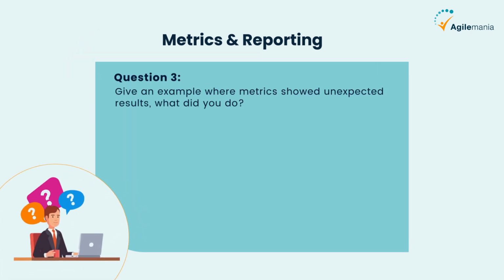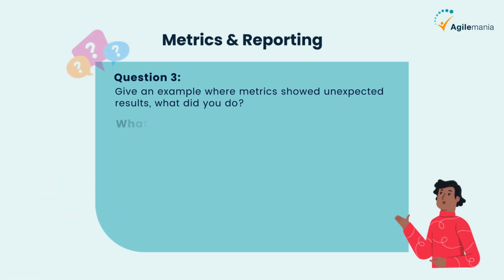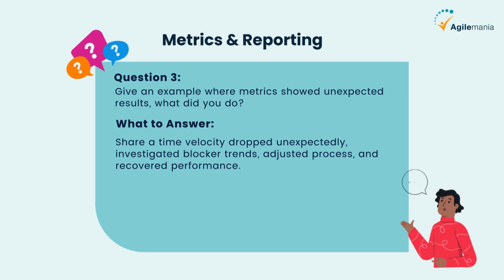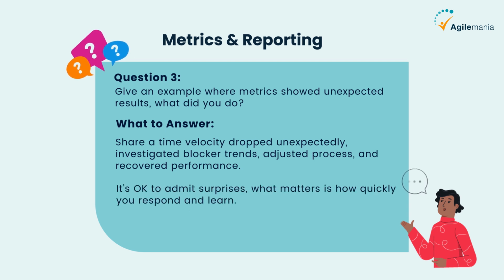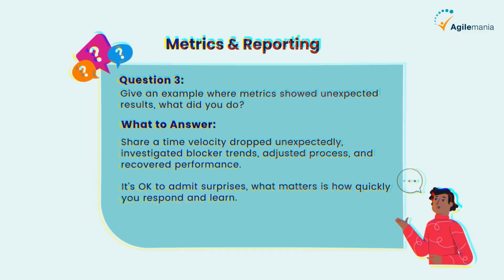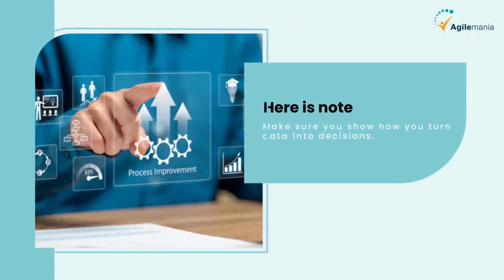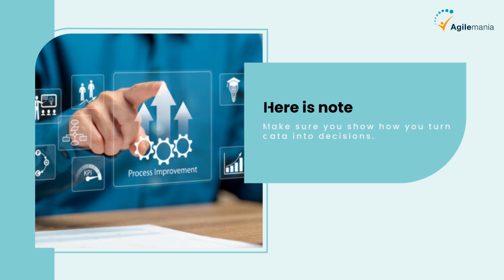Question 3. Give an example where metrics showed unexpected results. What did you do? What to answer? Share a time velocity dropped unexpectedly, investigated blocker trends, adjusted process, and recovered performance. It's okay to admit surprises. What matters is how quickly you respond and learn. Here is a note: make sure you show how you turn data into decisions.